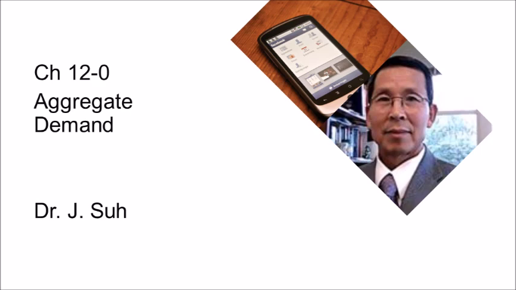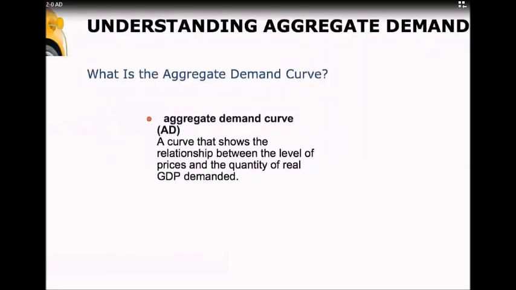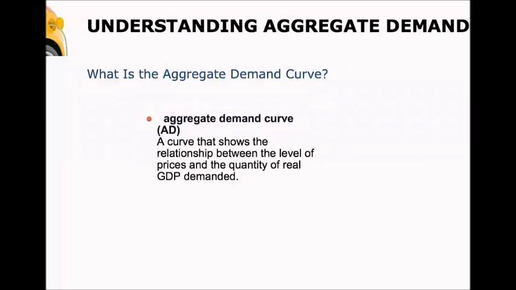Now we're going to work on the bread and butter model of macroeconomics, the aggregate supply, aggregate demand model. First, we want to understand where the aggregate demand curve comes from. And the aggregate demand curve is a curve that shows the relationship between the level of prices and the quantity of real GDP demanded. We talked earlier about supply and demand for individual markets and individual goods.